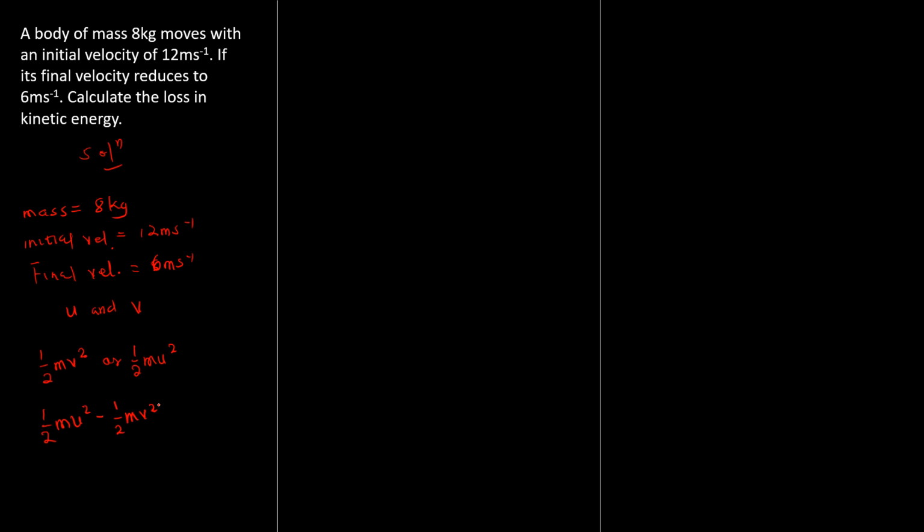Okay, so I'll continue from here. The kinetic energy lost is half mu square minus half mv square, or the kinetic energy lost is equal to the absolute value of half mv square minus half mu square. Okay, with the absolute value, it will just neglect any negative sign. So any of them is cool. Let me just take the first one.